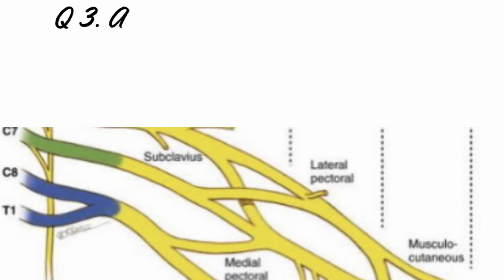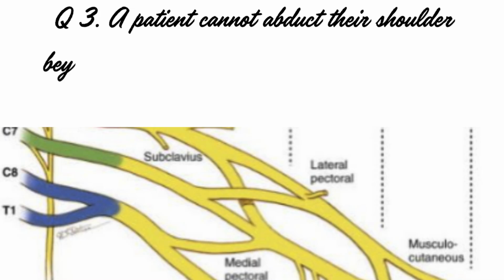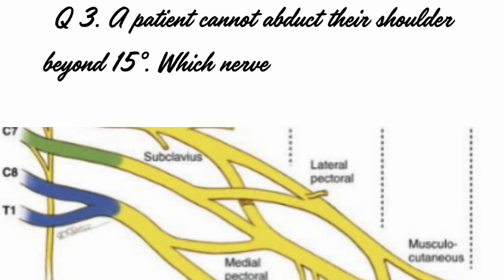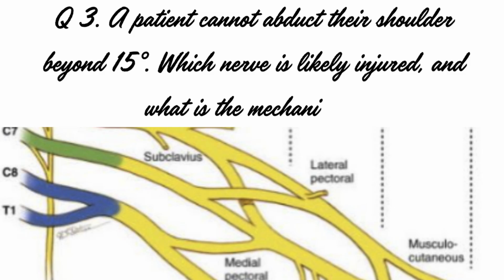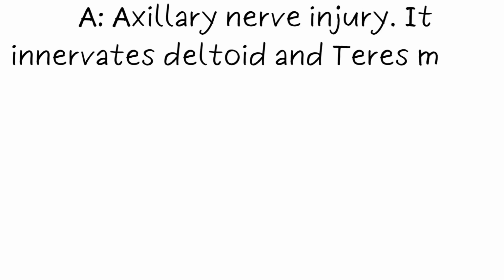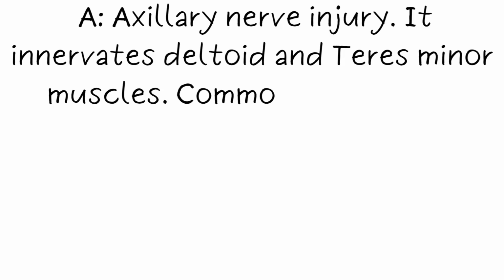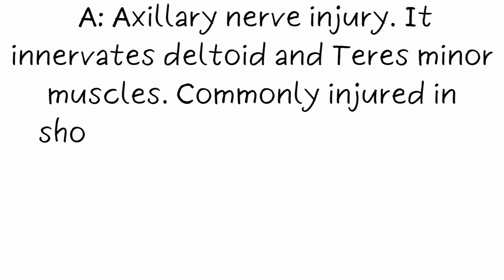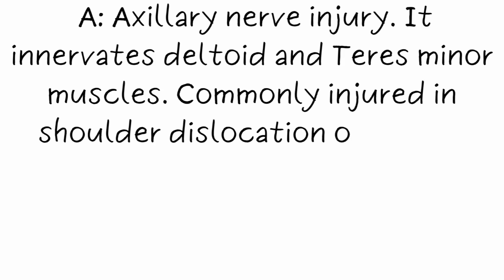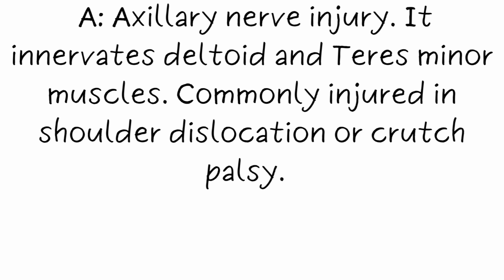Now the third question: a patient cannot abduct their shoulder beyond 15 degrees. Which nerve is likely injured and what is the mechanism? The answer is the axillary nerve injury. This nerve innervates the deltoid and the teres minor muscles. The axillary nerve is commonly injured in shoulder dislocation or crutch palsy.